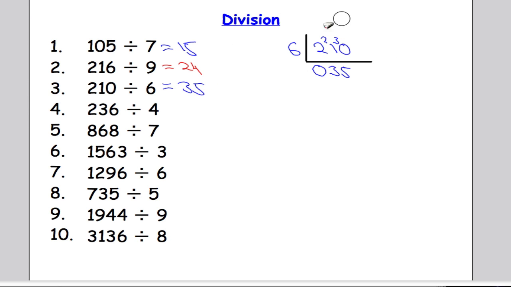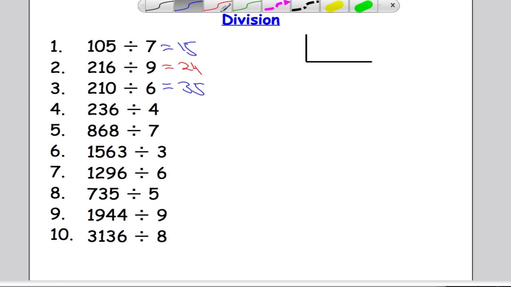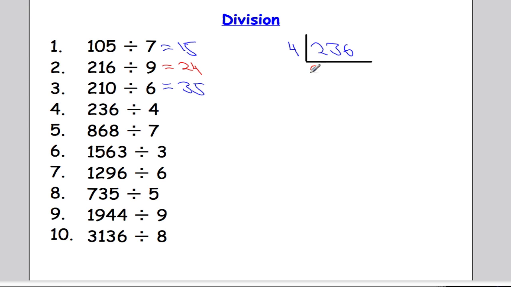Example 4. I want to do 236 divided by 4. So, how many times does 4 fit into 2? Well, it doesn't, so I'm going to carry that 2 over. How many times does 4 fit into 23? It fits in 5 times.